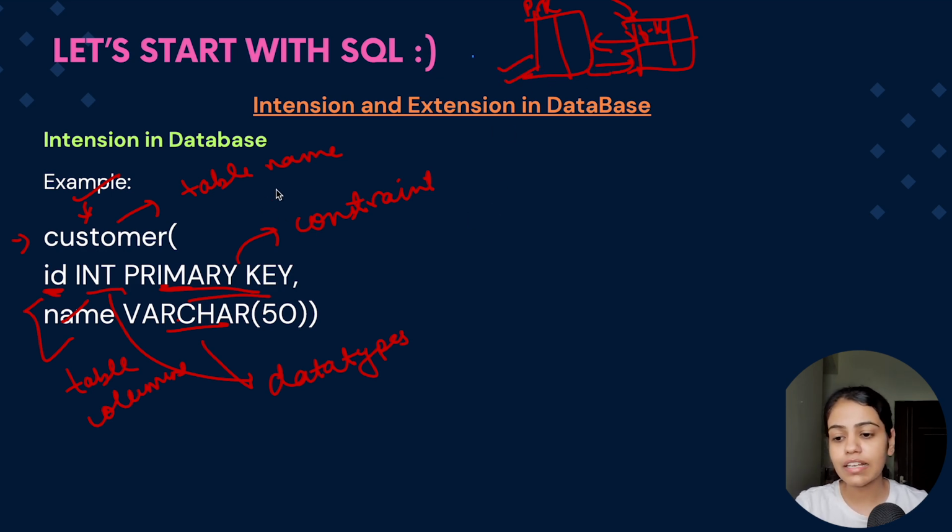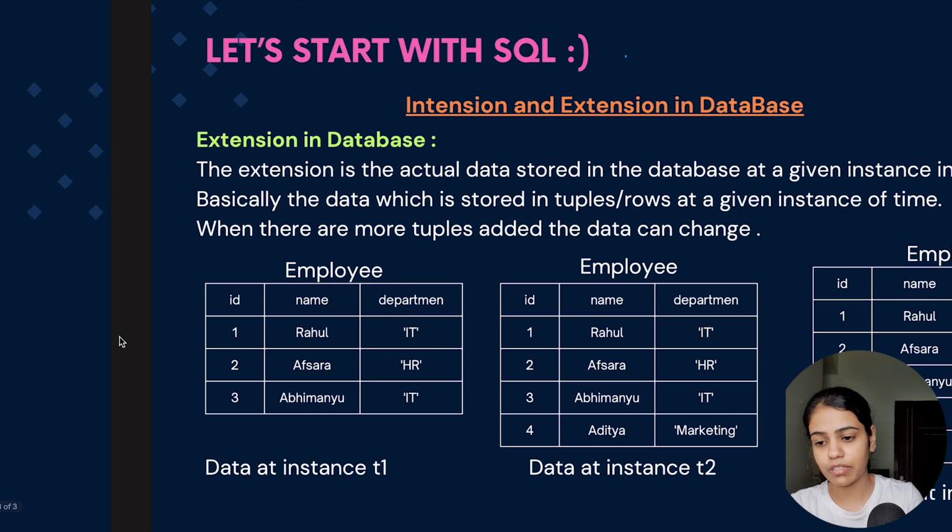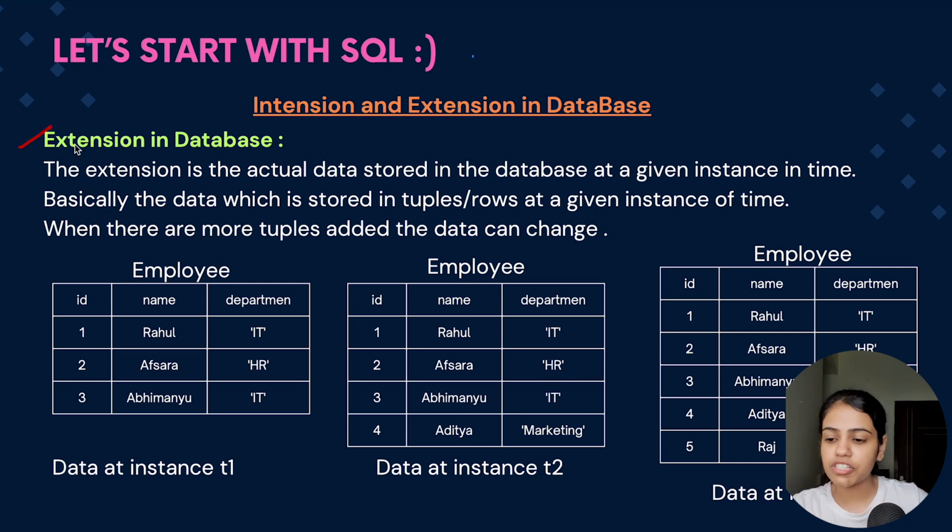So intention basically consists of the table name, the constraints it has, the data types it has, the column names it has, basically the structure of the database or the structure of the tables which is present inside our database. It is the intention in database. So let's see what is extension in database.